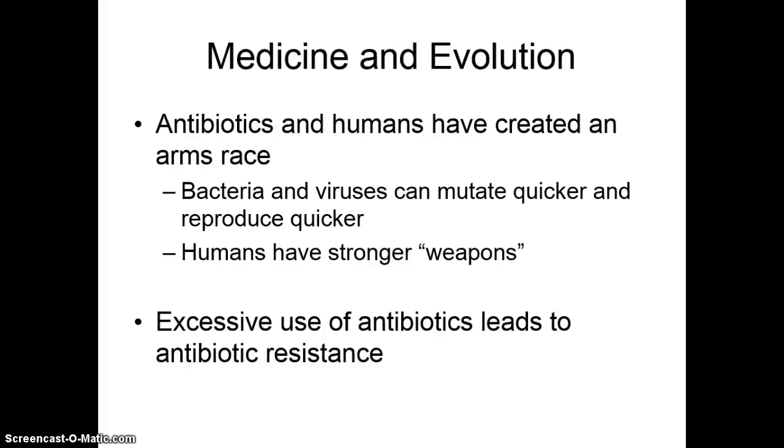So the big issue with this is medicine and evolution. In terms of antibiotics, it's created an arms race. We're trying to make weapons to get rid of these things, and bacteria and viruses can mutate quicker and reproduce quicker. So excessive use of antibiotics, whether it's in food, you might read about cows, can create a lot of problems because what we used to use to kill stuff is not killing things, and it leads to dangers such as antibiotic-resistant MRSA, which can be a huge problem.